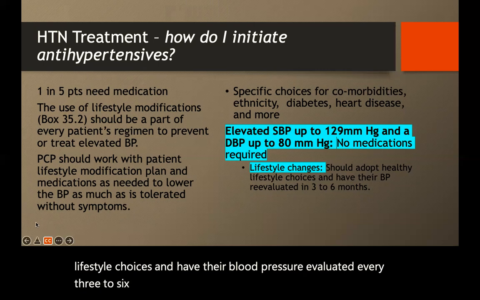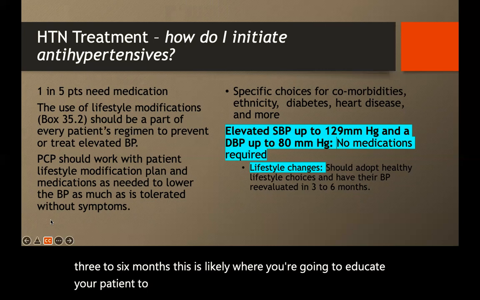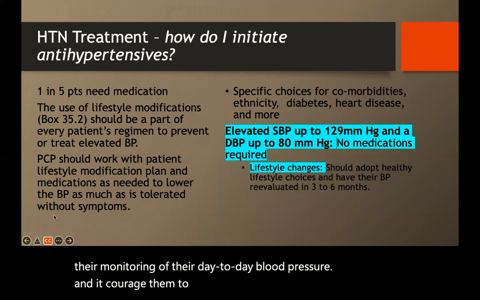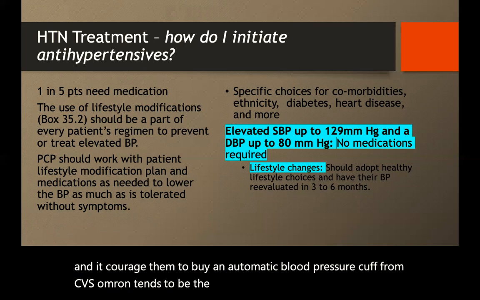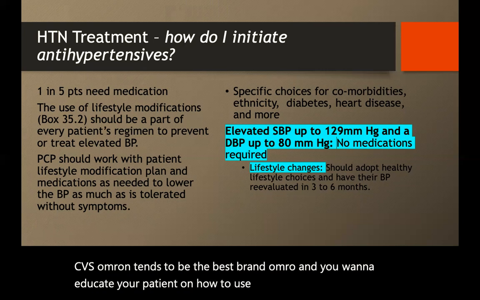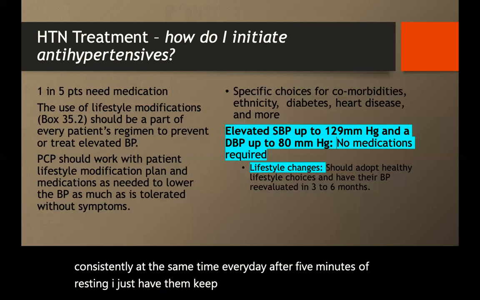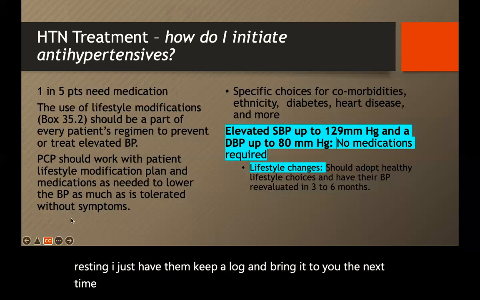This is likely where you're going to educate your patient to really try to be an active participant in their monitoring of their day-to-day blood pressure, and encourage them to buy an automatic blood pressure cuff from CVS. Omron tends to be the best brand, OMRON. And you want to educate your patient on how to use it, to check it pretty consistently at the same time every day after 5 minutes of resting, and just have them keep a log and bring it to you the next time they come in, just so you can get an idea of what their normal range is.